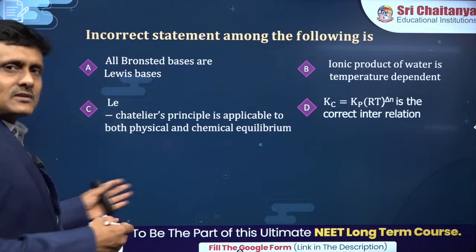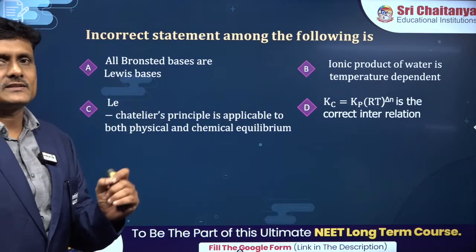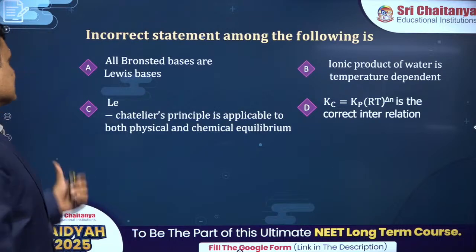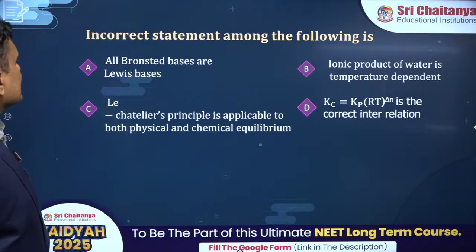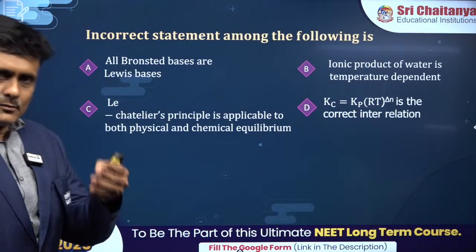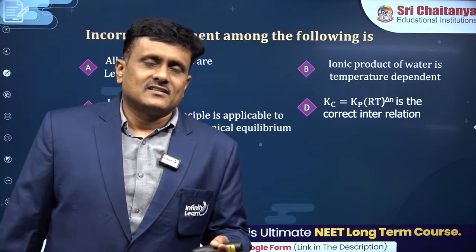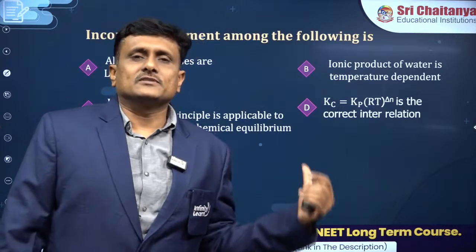Incorrect statement, you can see one of such question straight away from your NCERT textbook. If you read the textbook, you can answer this question. All Bronsted bases are Lewis bases, isn't it? Because Bronsted base is a proton acceptor. To accept the proton, it should donate the lone pair. If it donates the lone pair, it is Lewis base.